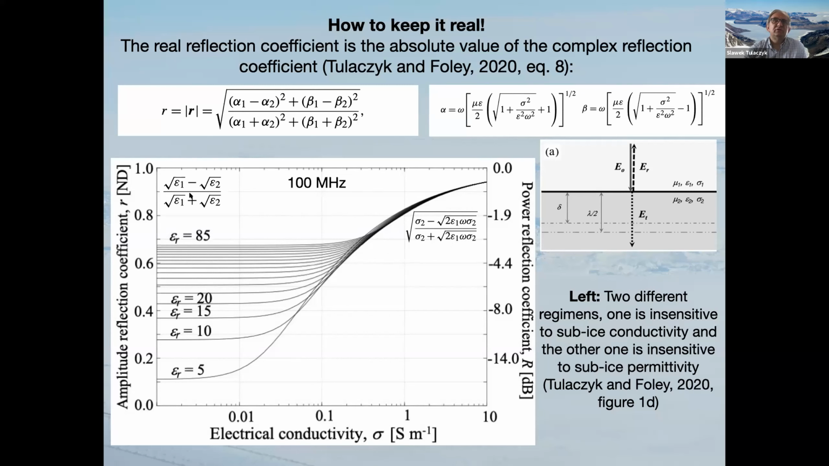So you have these two end members. In physics, this one would be called high loss, and this one would be called low loss. And then in between, in this transition zone, you have this messy transition zone where both matter, and you should be really using this equation to capture the dependence of the reflection strength on both the permittivity and electrical conductivity.